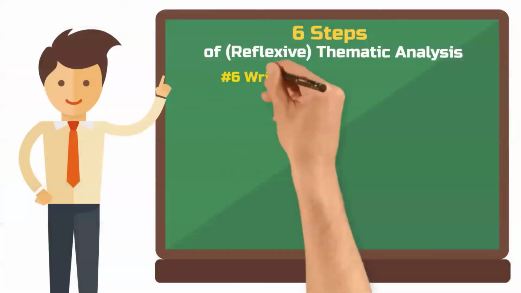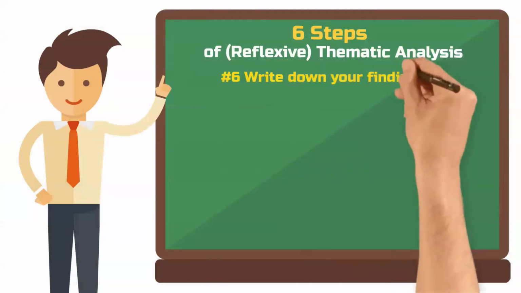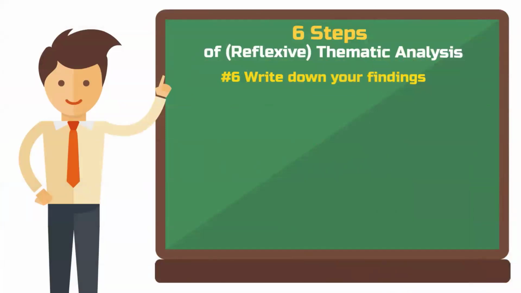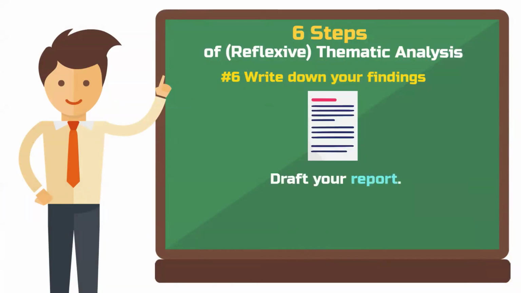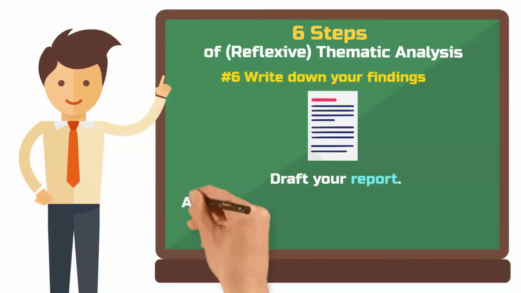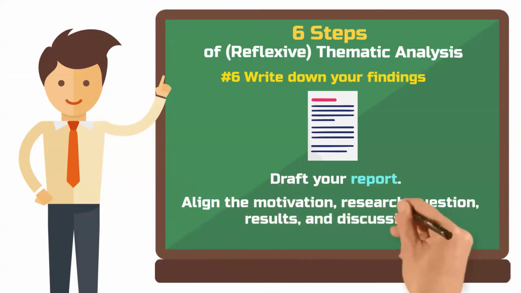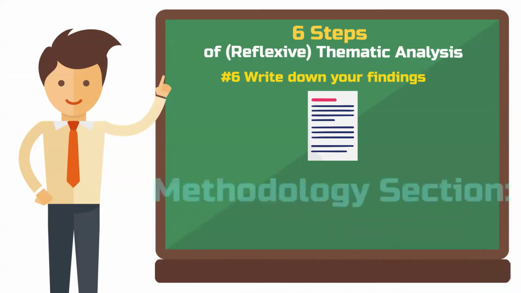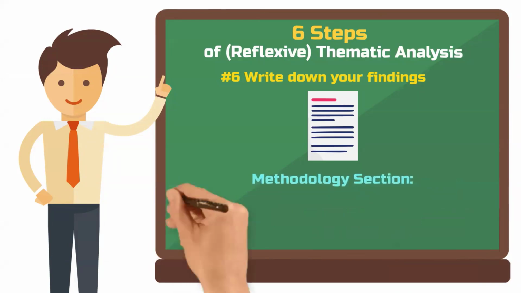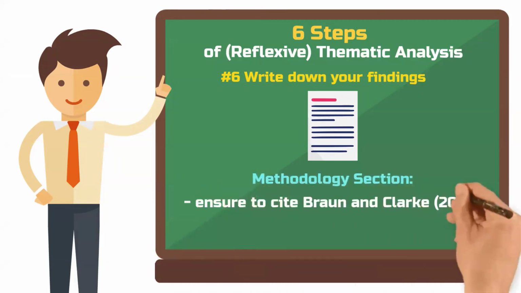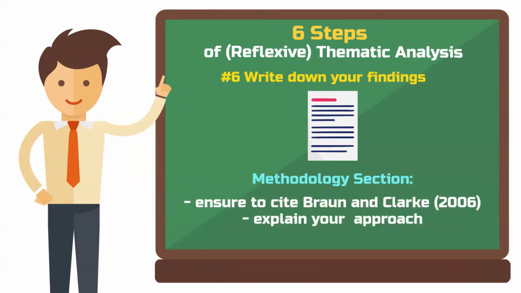Step 6. Write down your findings. The final step for your thematic analysis is drafting your report. In most cases, this will be an academic paper. Now you will integrate your findings with existing literature and align the motivation, research question, results, and discussion. In your methodology section, ensure to cite Brown and Clark and explain how you approached your thematic analysis.